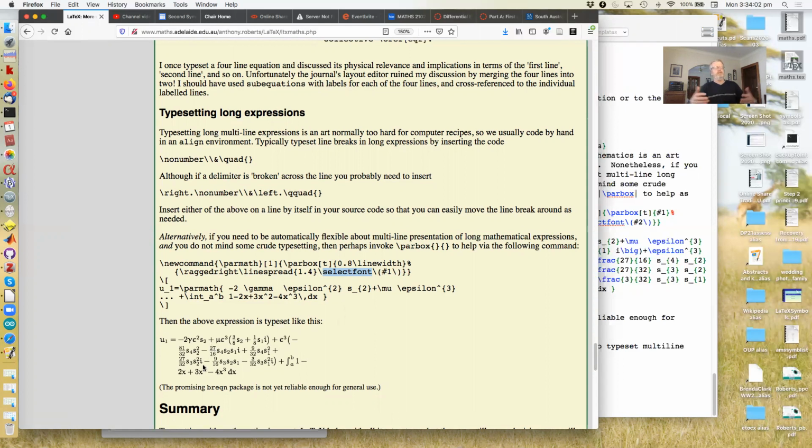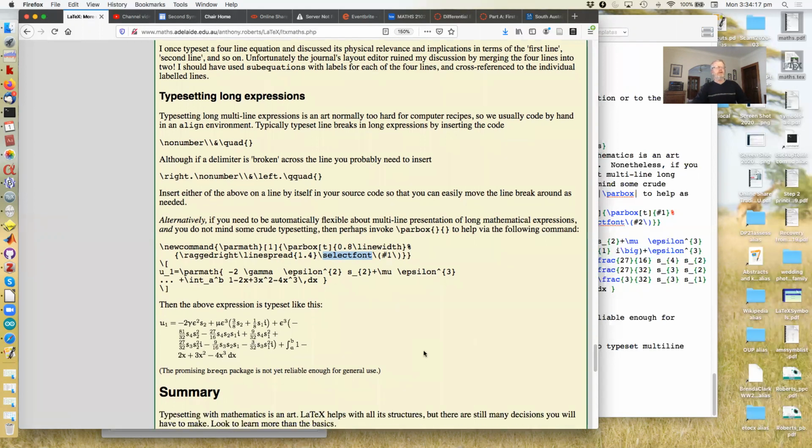Right? If there's more space in the line, there are fewer lines. If there are longer expressions, you have more. Okay, so it's simple, it's crude, it's flexible. If you need it, you can do it, but yeah, it's not that great. Now you might say, surely someone's written a package to do this. Right? Isn't that what I said about packages? If you want to do something, someone's written a package. The answer is yes, there is a package, the breqn package. Unfortunately, I tried it a year or so ago, and it just was not reliable enough for general use.